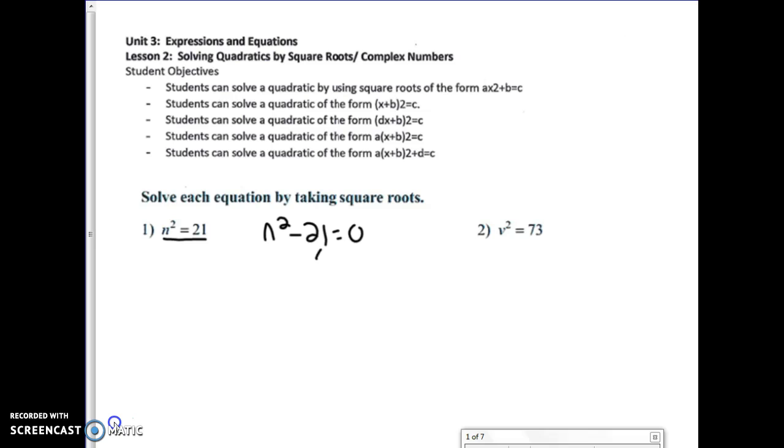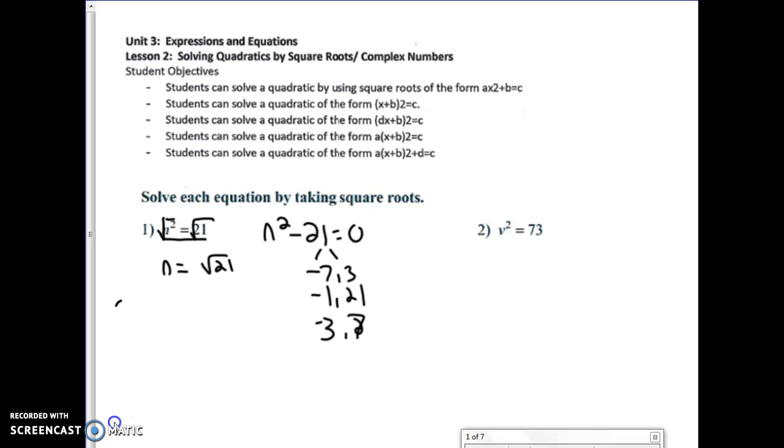I know that negative 7 and 3 give me 21, and negative 1 and 21, and 3 and 7. I mean, that all gets me that, but I can't factor it. So how else can I solve it? That's where we're going to talk about the idea of square roots. When I have n squared, I have the variable by itself, so I'm going to square root both sides, and I get n to be the square root of 21.